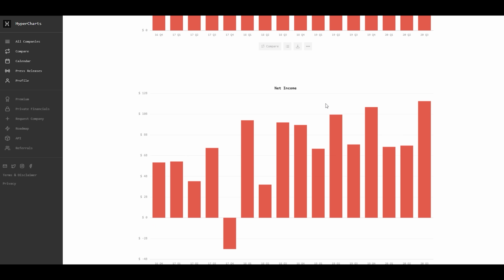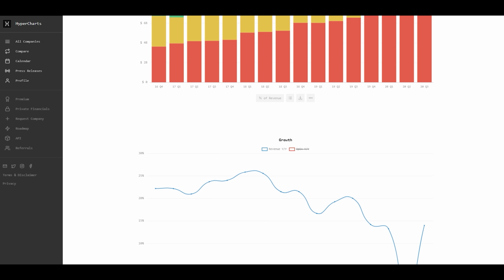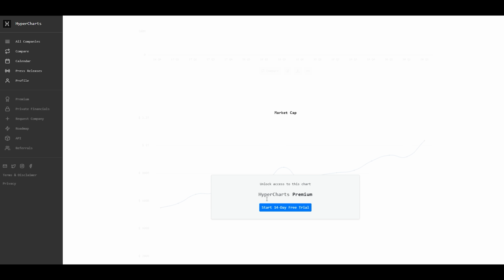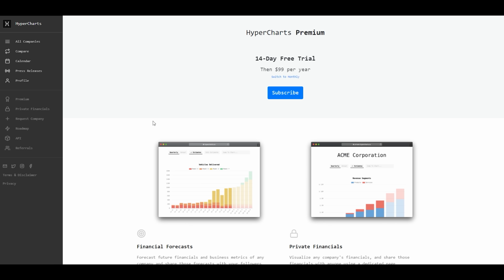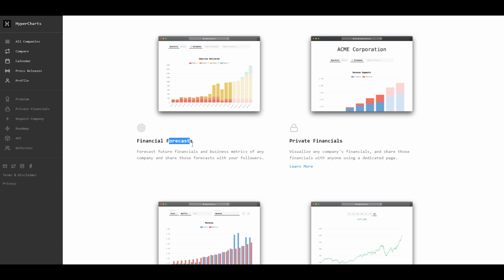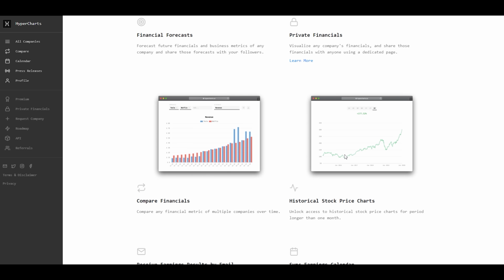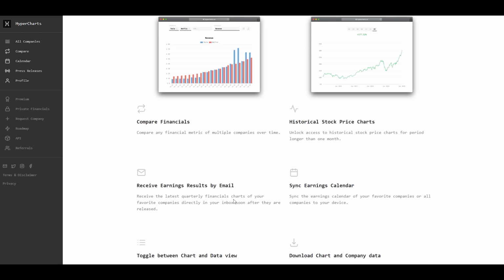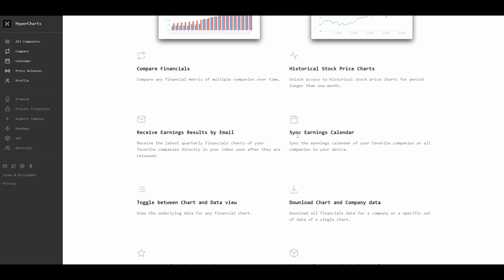And you can, if you want to, you don't obviously have to. A lot of this information is free, but if you want to, there are premium features which give you extra charts. In fact, if I have a look over at the premium page, it gives you financial forecasts. It can actually give you private financials. So if you've got your own company, you want to make your own company's charts, then you can do that. It gives you historical price charts. You can compare two different companies on the same page. You can also sync the earnings calendar to your phone, which is handy, or you can get earnings by email. So there are a lot of little hidden features here and there if you want to try the premium.